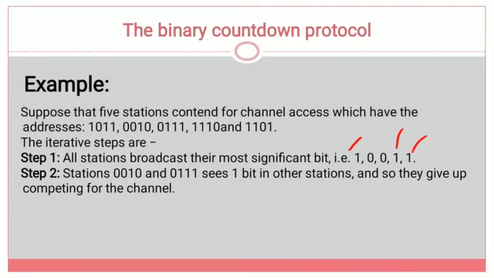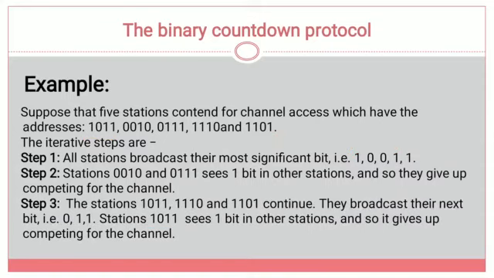When they see the 1 bit in the other stations, these 2 stations give up for some time. So now in the race we have 3 stations: 1011, 1110 and 1101. In the next step, the stations 1011, 1110 and 1101 continue. The MSB is already over, so these 3 stations now broadcast their next bit value.